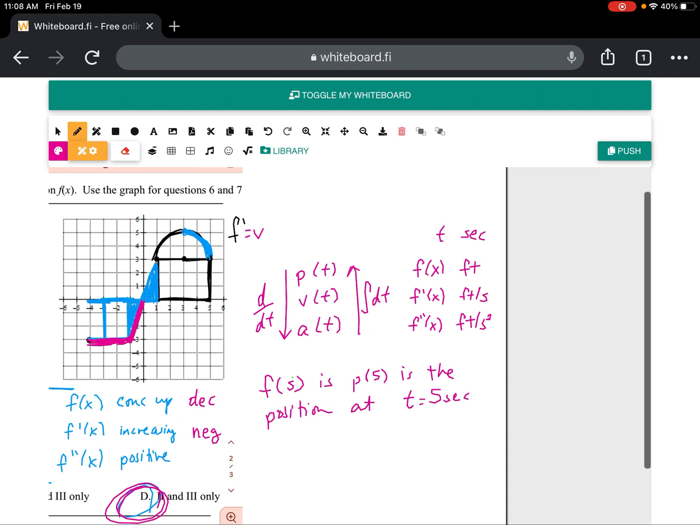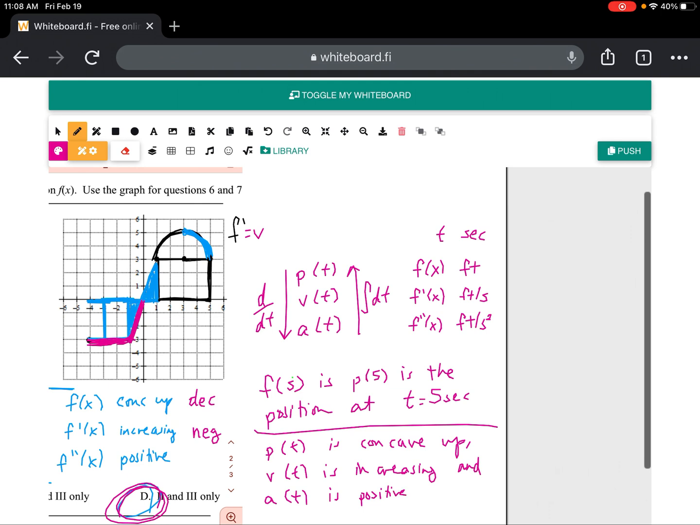Okay, from part 1, what does concave up tell you? So if f is concave up, it told us that f double prime is positive. It also told us that f prime was increasing. So since position is concave up, that tells you that velocity is increasing, and the second derivative, which is acceleration, is positive. We have a push in the positive direction. That's all that tells us.